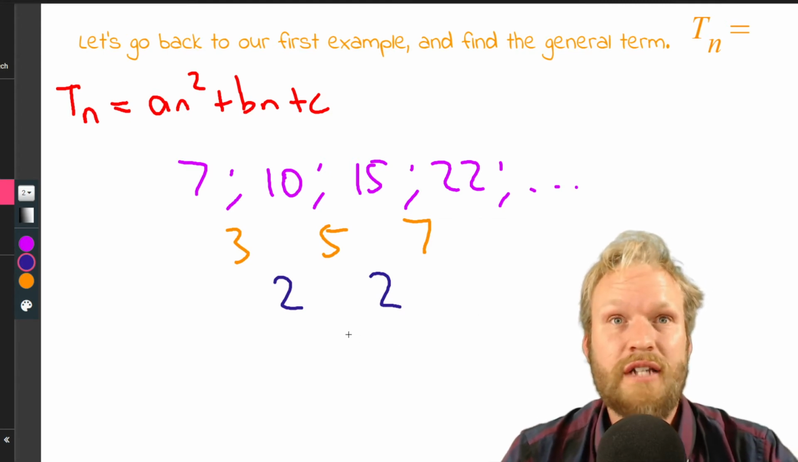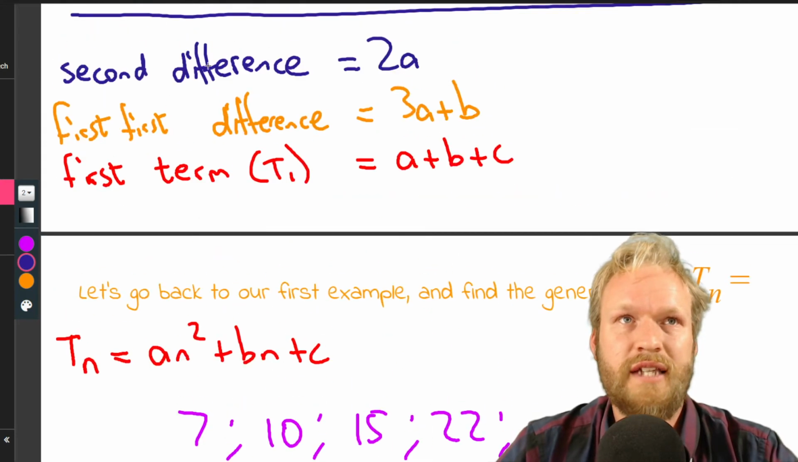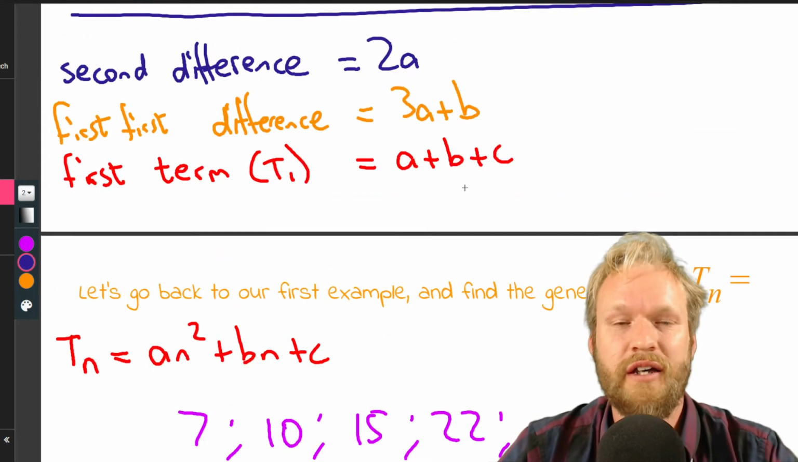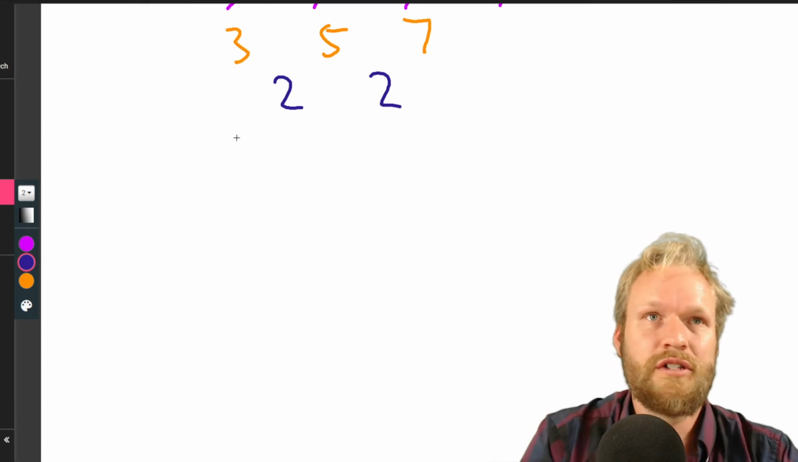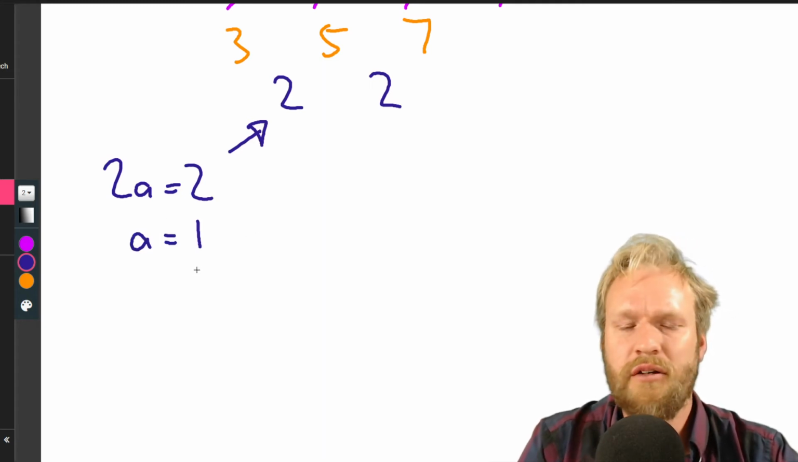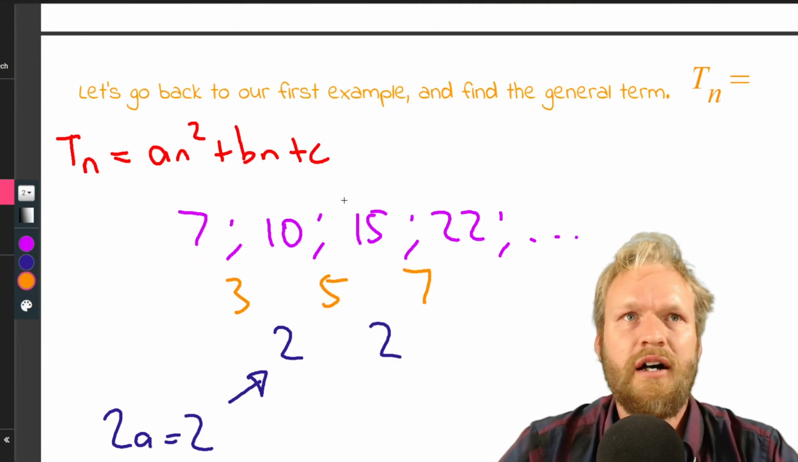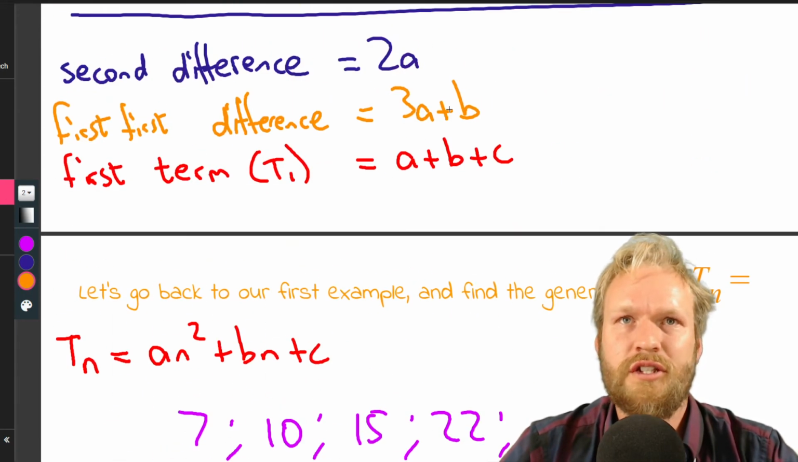And now we use our general form to go, well, what we worked out here is that the second difference is always 2a. So in other words, this bit over here is 2a. So if 2a equals 2, a equals 1. Cool. Then what we said was that our first difference was 3a plus b.